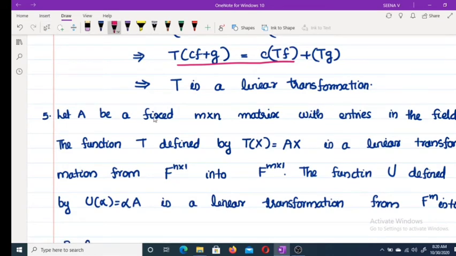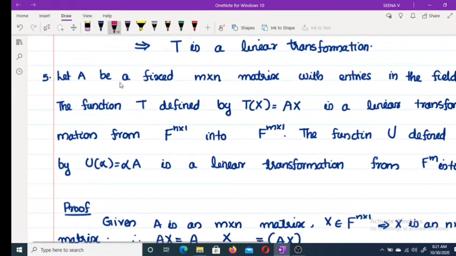Moving to our next example, here A is a fixed m by n matrix and T is a function from F^(n by 1) to F^(m by 1) defined by Tx equal to Ax. Now we are going to prove this T is a linear transformation. Also the function U defined by U alpha equal to alpha A is a linear transformation from F^m into F^n.